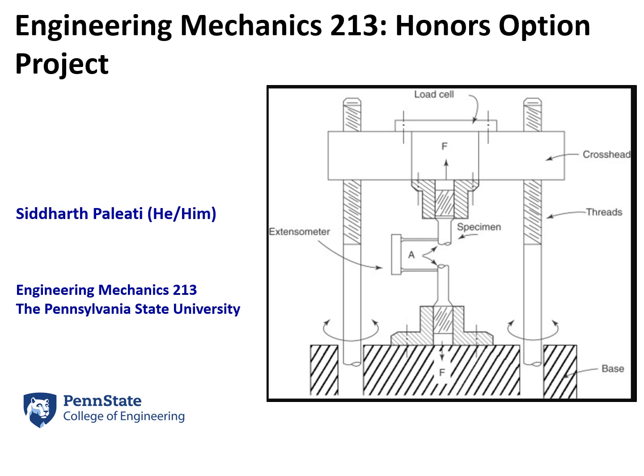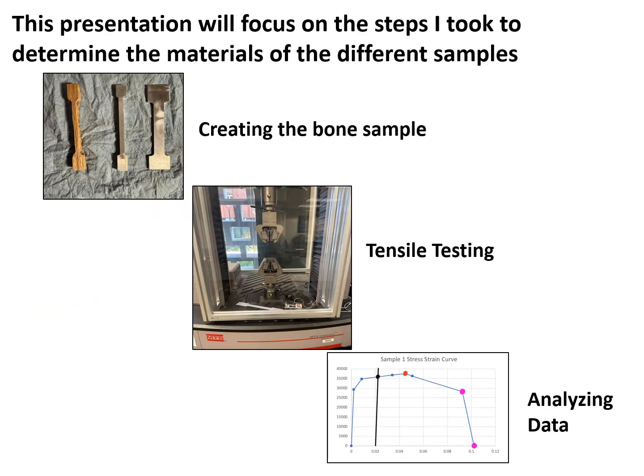Today, I'll be sharing my Engineering Mechanics 213 Honors Option project, which focused on an applied approach to material identification. In this lab-based project, I obtained unknown material samples and conducted tensile tests to analyze the mechanical properties to then draw meaningful conclusions.